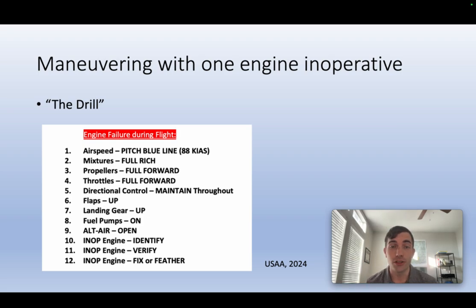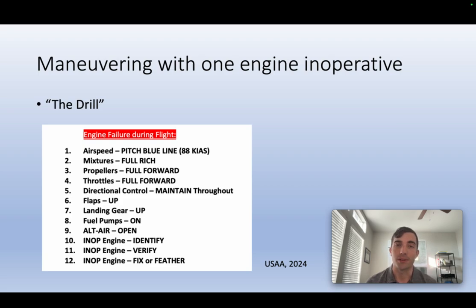All right, so just the basics. I just want to go over our drill for single engine operations. So bam, we start losing directional control. We feel the airplane start to yaw. We're going to do the drill. So immediately pitching for blue line. Make sure props, throttle. Controlling the airplane, flaps, gear, both up, fuel pumps on. Alternate air if we have it. And then identify, verify, and then fix or feather.